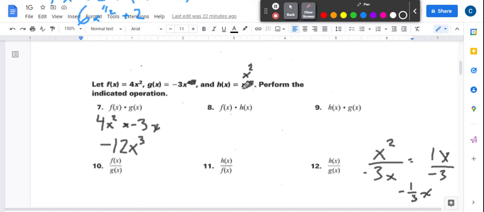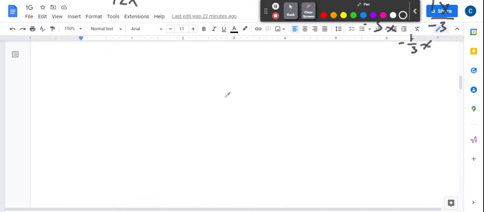So operations, pretty standard procedures there. If you can do it with the exponents as fractions, you can go ahead and do that. But if you want to keep it simple for right now, just make the changes that I did. So negative 3x for g of x and x squared for h of x.